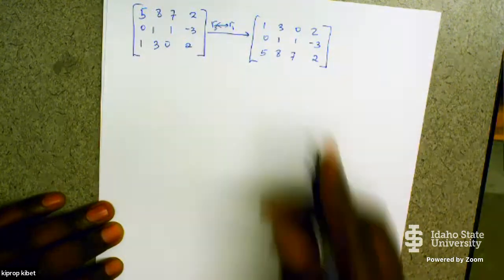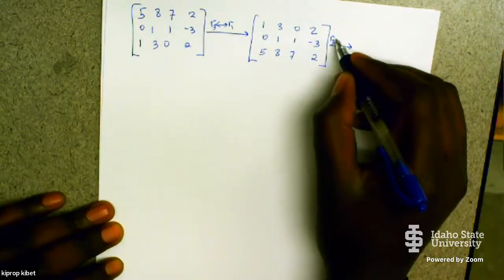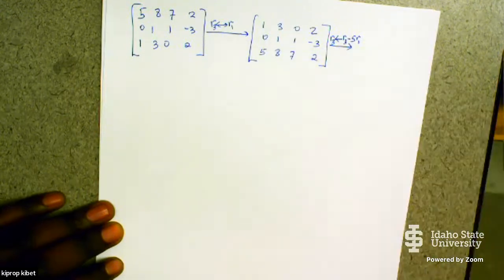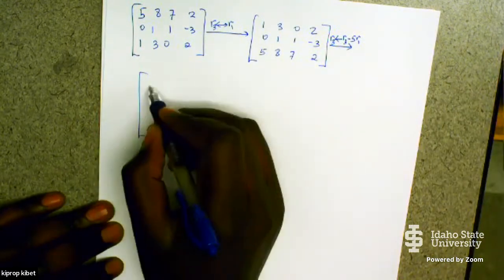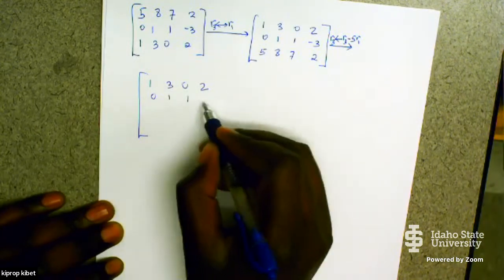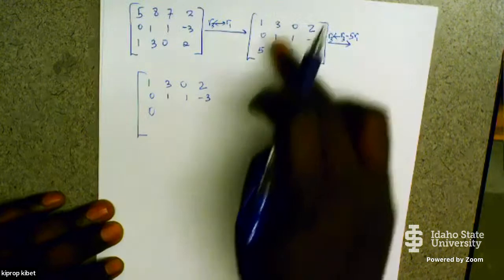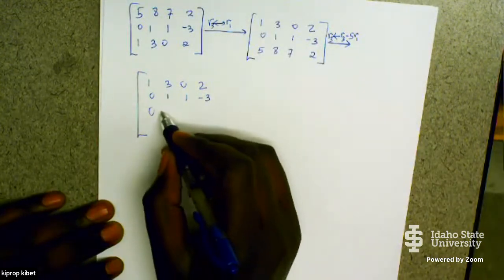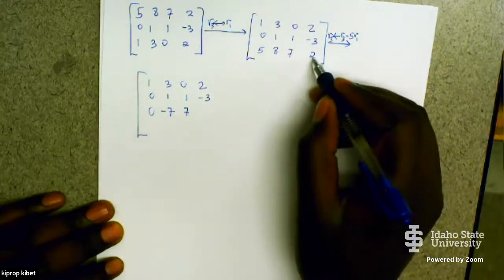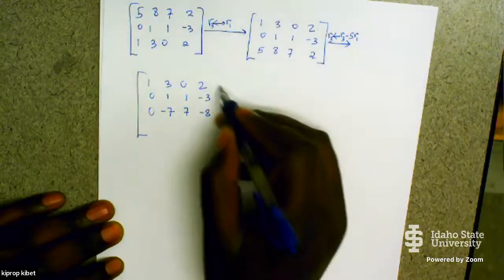Okay. And then the last one there, our R3 will be R3 minus 5 R1. What do we get? So 1, 3, 0, 2, 0, 1, 1, minus 3. So this one is 0. 8 minus 15 is -7. 7 minus 0 is 7. 2 minus 10 is -8.